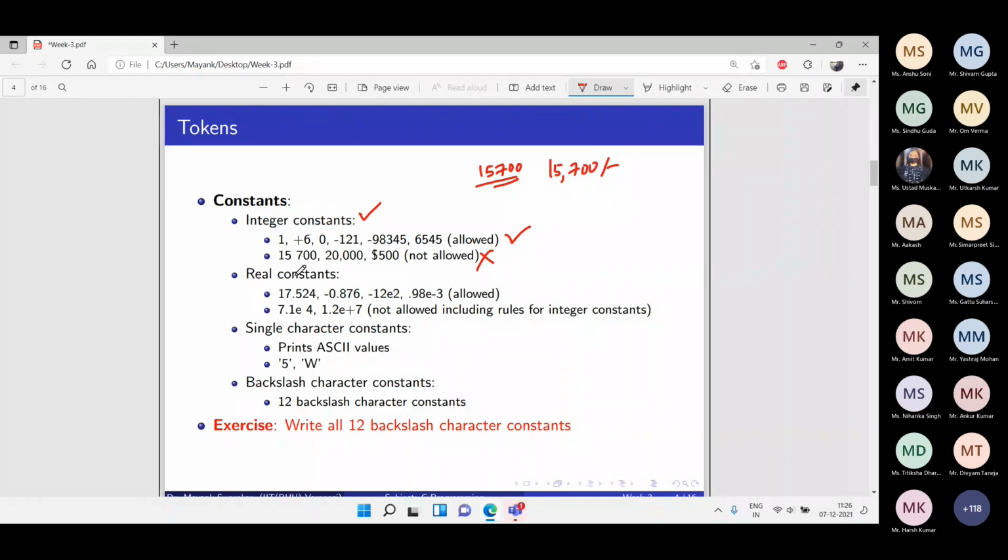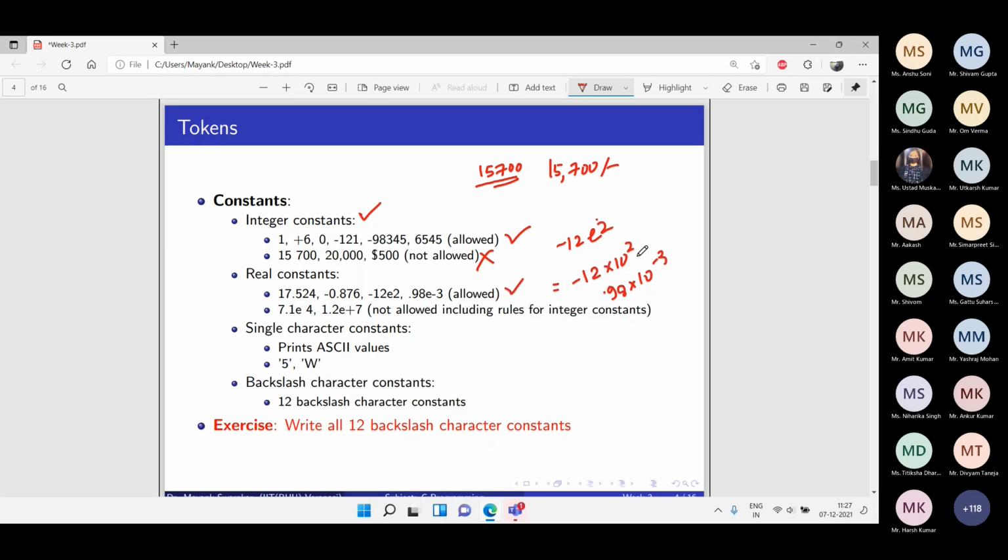Similar with the real constant. 17.524 and -0.876 are all allowed. Minus 12 E2. Many of you don't know the meaning of E here. Minus 12 E2 is equivalent to minus 12 into 10 to the power of 2. 0.98 E minus 3 means 0.98 into 10 to the power minus 3. Cleared? So in programming, we use it like this.